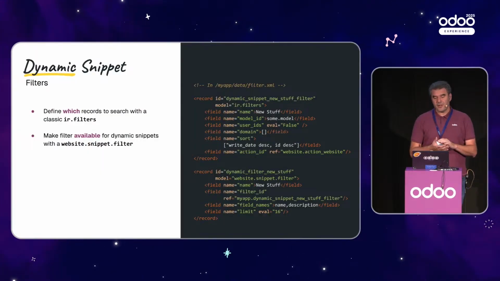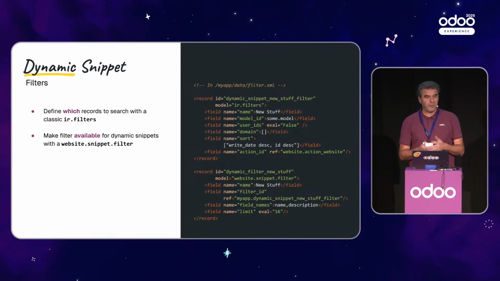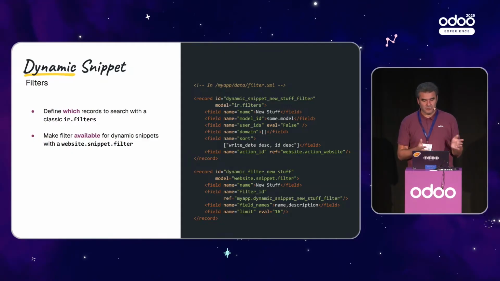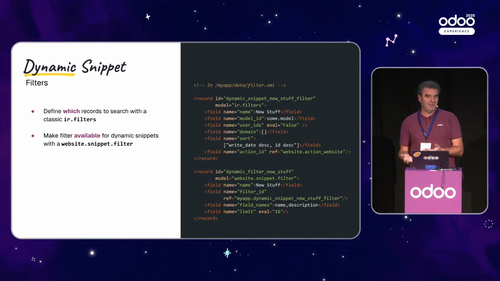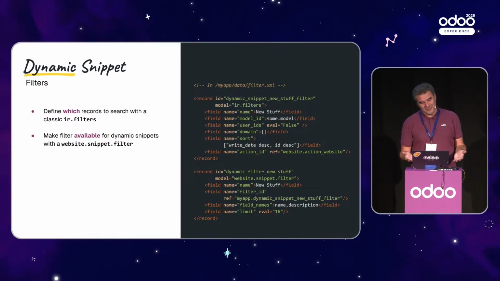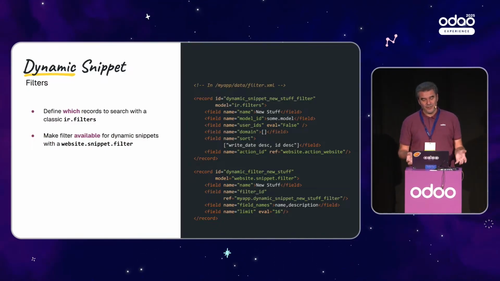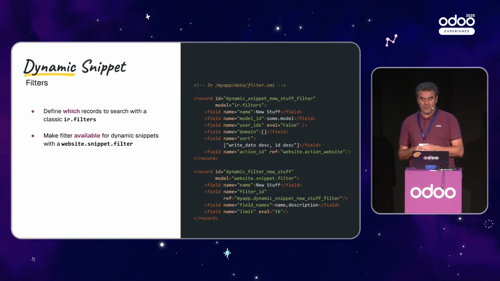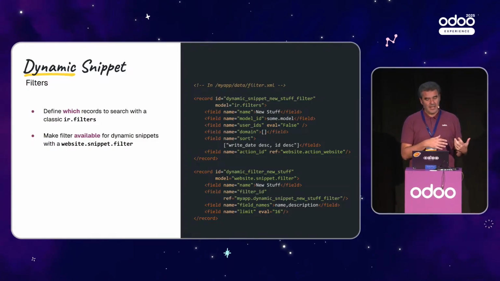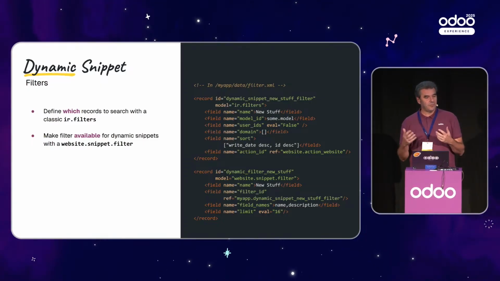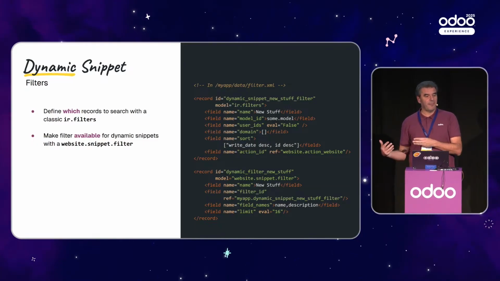So this takes two parts. First, you need to describe which records and how to find them. They are based on the standard IR filters from the backend. So from there, you can determine what is the model and which records to fetch. But we don't want to expose through this API any backend filter that exists. So to avoid that, you create another record, which is a website.snippet.filter. And in there, you reference your backend filter, and you also list the fields that you want to see extracted and properly formatted for the user.